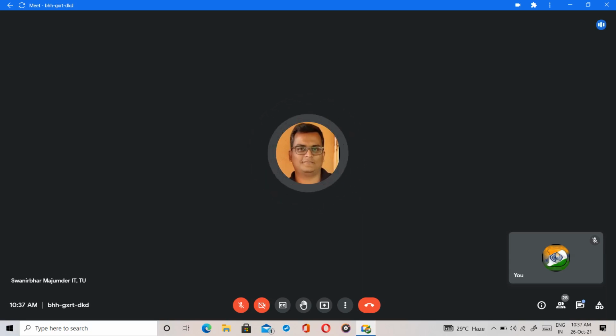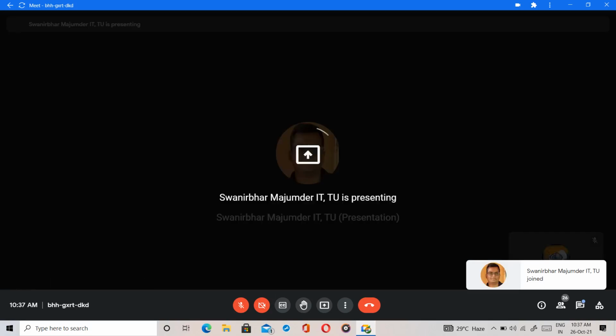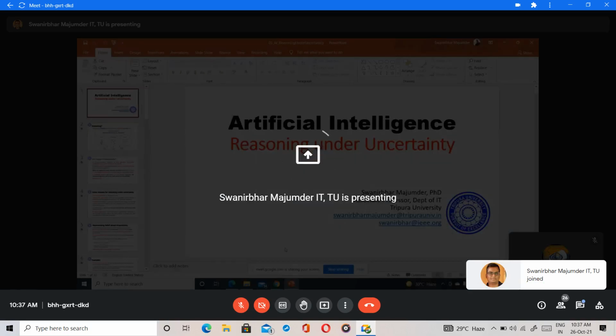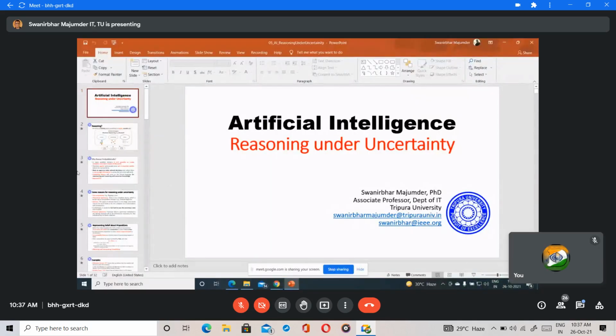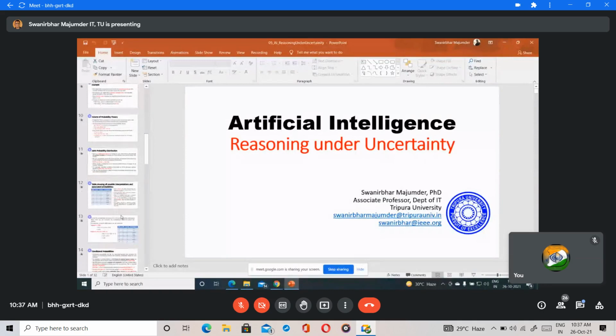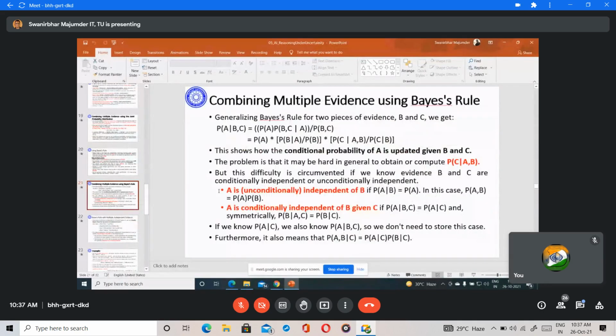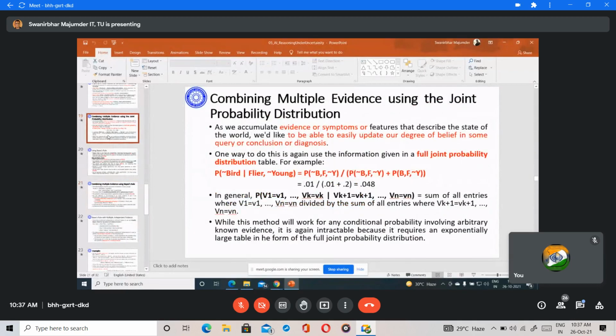Okay. So with that, coming to where we were discussing reasoning under uncertainty. I'll be sharing my slide. Can you see my screen? Yes, sir. Okay, so I had covered up to this part, I guess. Bayes classification, did I cover? The bird flyer young thing, I think we had done the probability calculations.